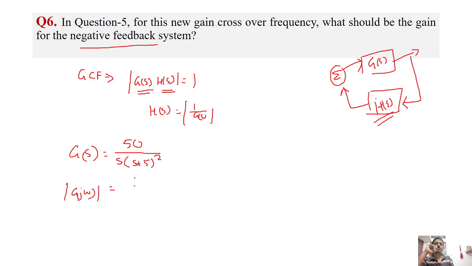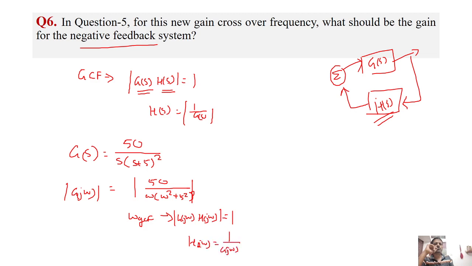Equal to 50 by omega into omega square plus 5 square. Okay, we substitute the value of omega GCF here. So at omega GCF, g of j omega into h of j omega is equal to 1, right? So h of j omega equals 1 by g of j omega.